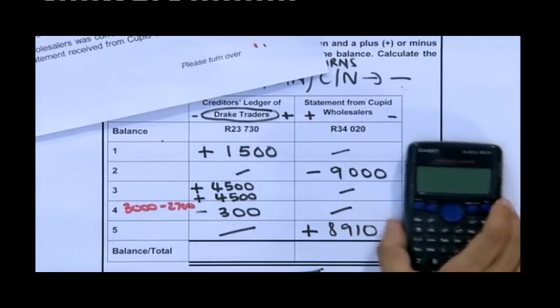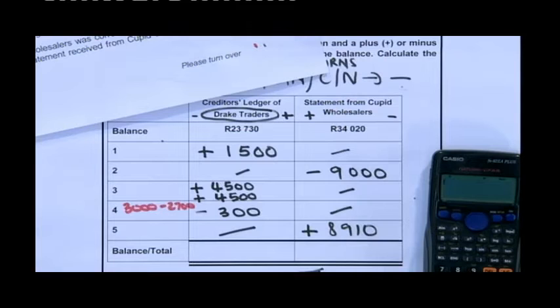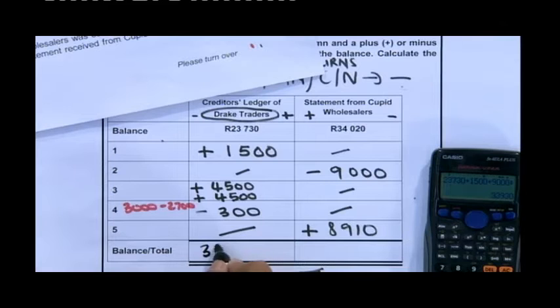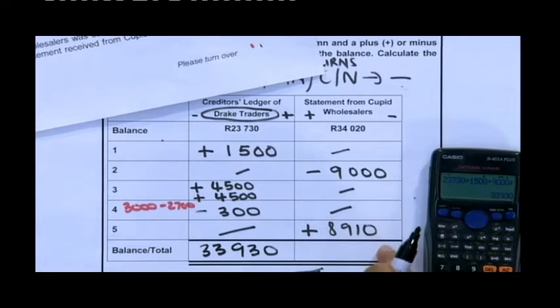Okay, nothing. Okay, so we go to our calculator quickly. Right, so it's 23,730 plus 1,500 plus 9,000 minus 300. That gives us a total of 33,930. Okay, so hopefully when we plus and minus the figures in the statement column, we should get the same figure.